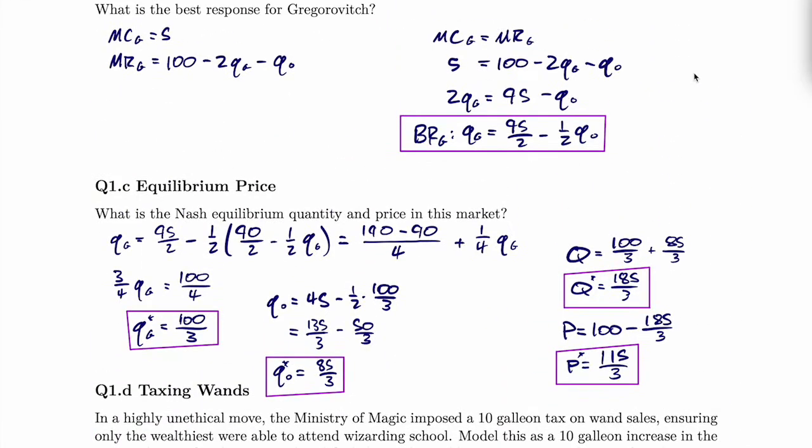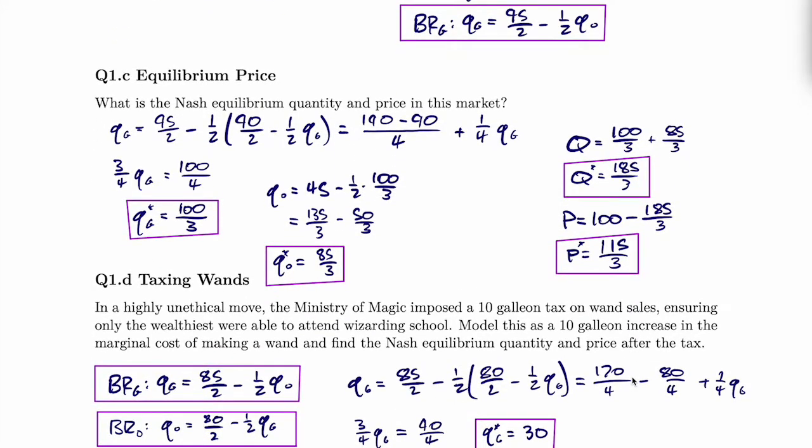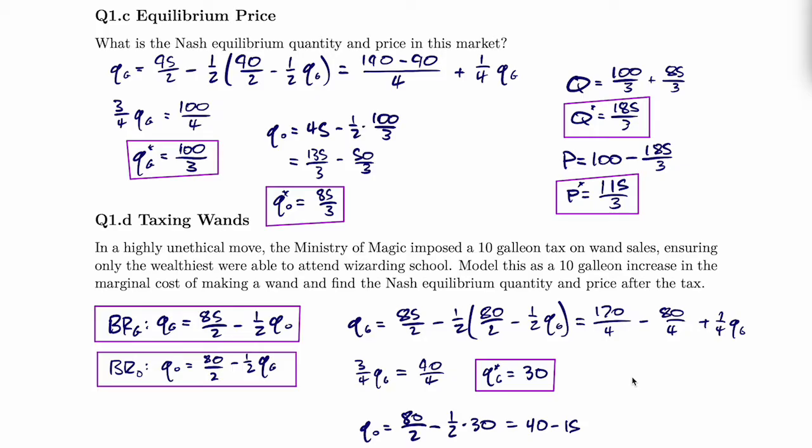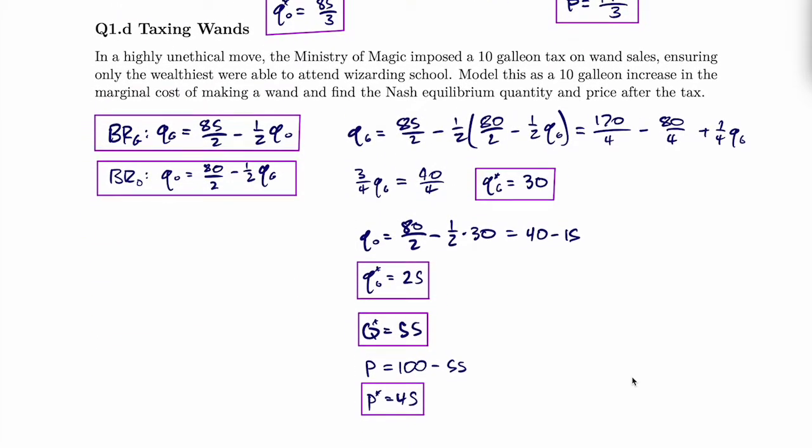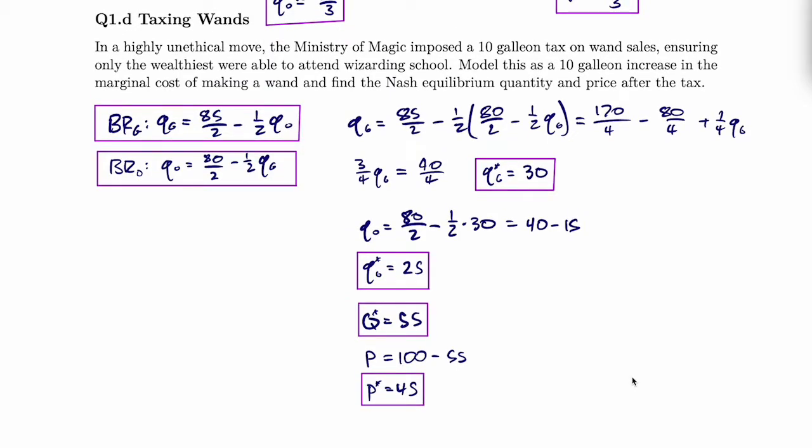Okay, so we found the two quantities. We add them together to get the market quantity of 185/3. And then we plug this into the demand curve to find the price. Okay, so we found market quantity, we found the two separate quantities, and we found equilibrium price. The last part of question 1 is to impose a tax on wand sales. This was apparently used to make sure only the wealthiest were able to attend wizarding school, deepening the inequality.